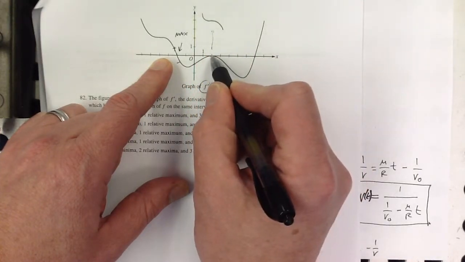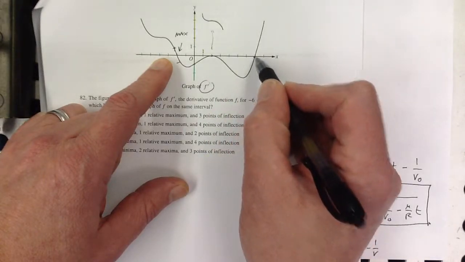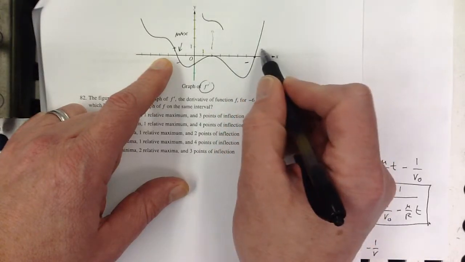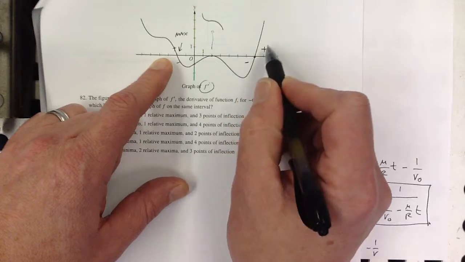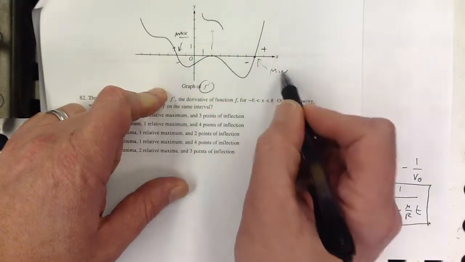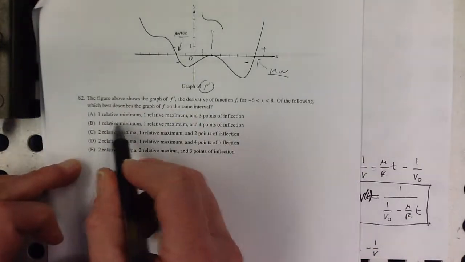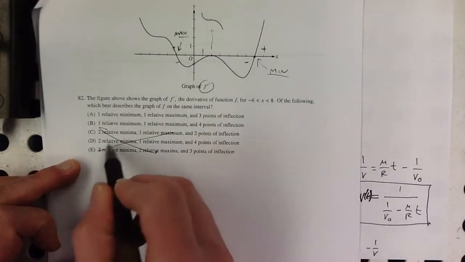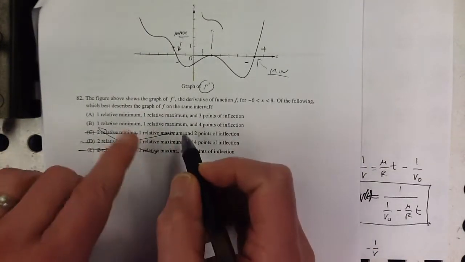So this is neither. And then here it goes from decreasing to increasing. So this would be a minimum. So I've got one maximum and one minimum. So that's why all these are wrong.